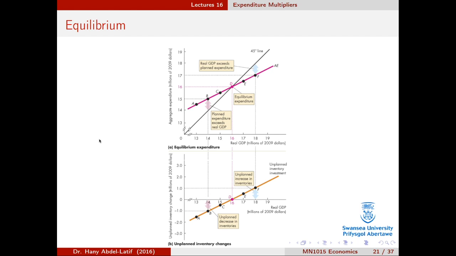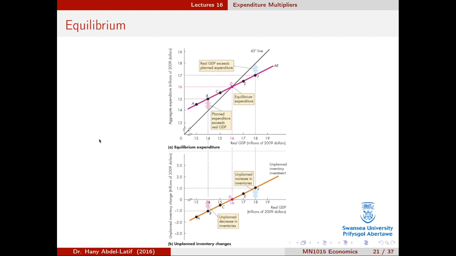What about the other case, the other way now? Let's say the 100 units these firms produced, but people actually wanted 120 or 130. In that case, the aggregate expenditure is greater than real GDP. So people want 130, but what do firms produce? 100.